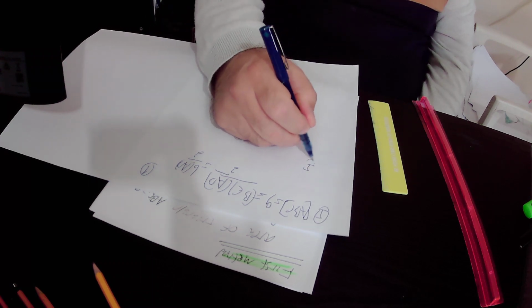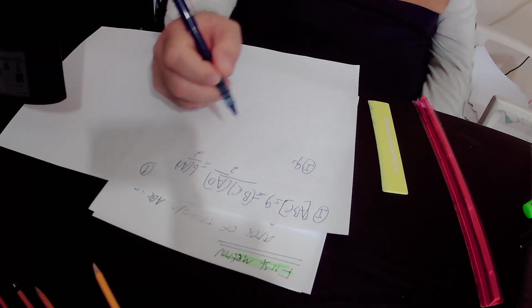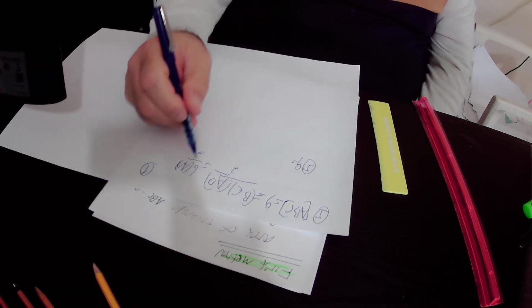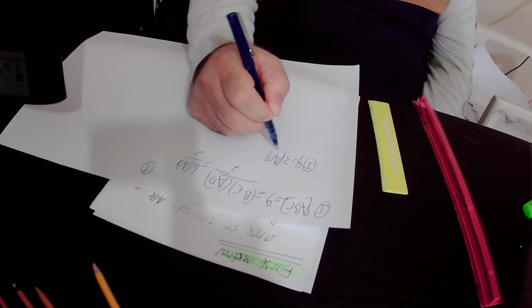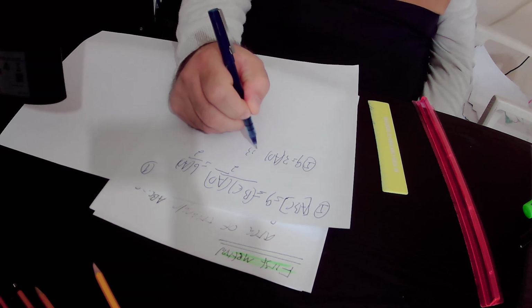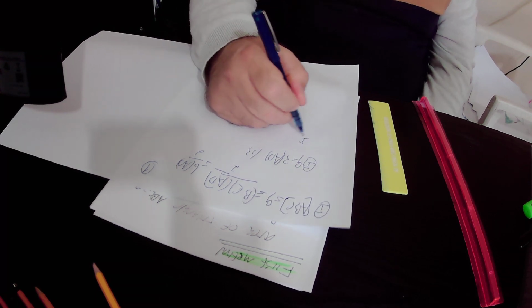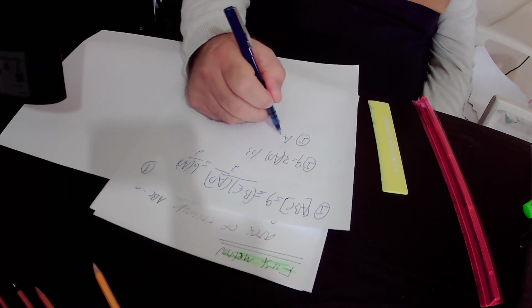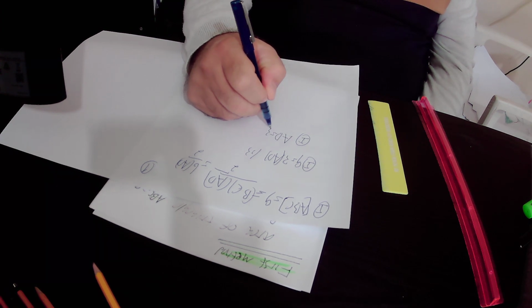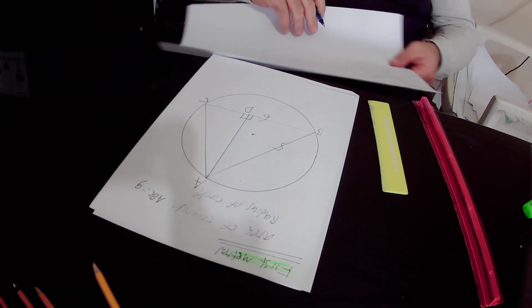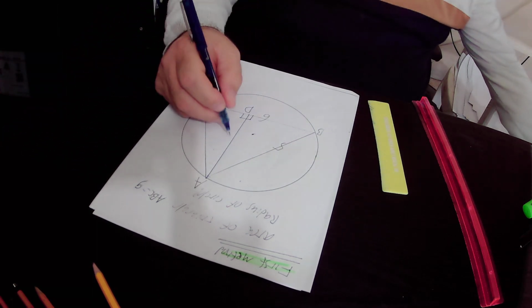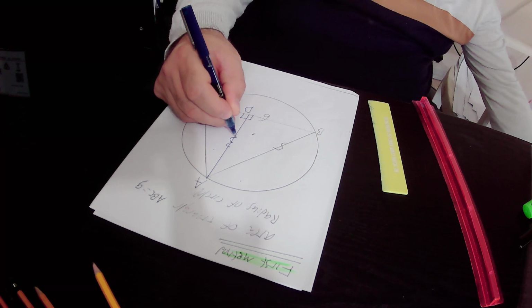And here 9 equals 6 over 2, that is 3, times AD. Here we divide this equation by 3, equation number 1, and we get that AD equals 9 over 3, that is 3 units. So we found out that AD equals 3 units. Here we can write down that AD equals 3 units.